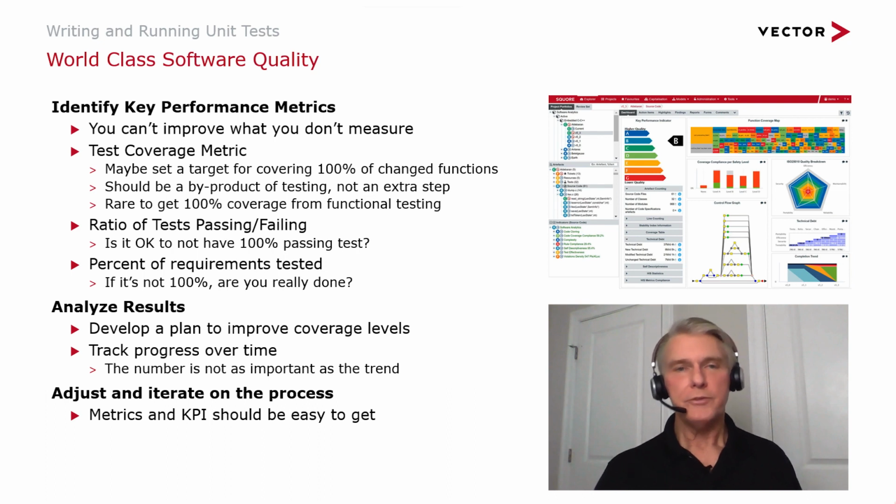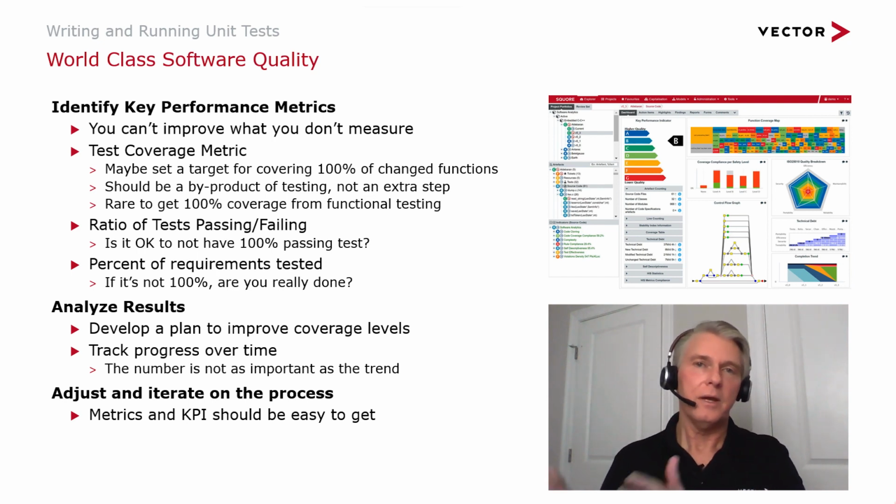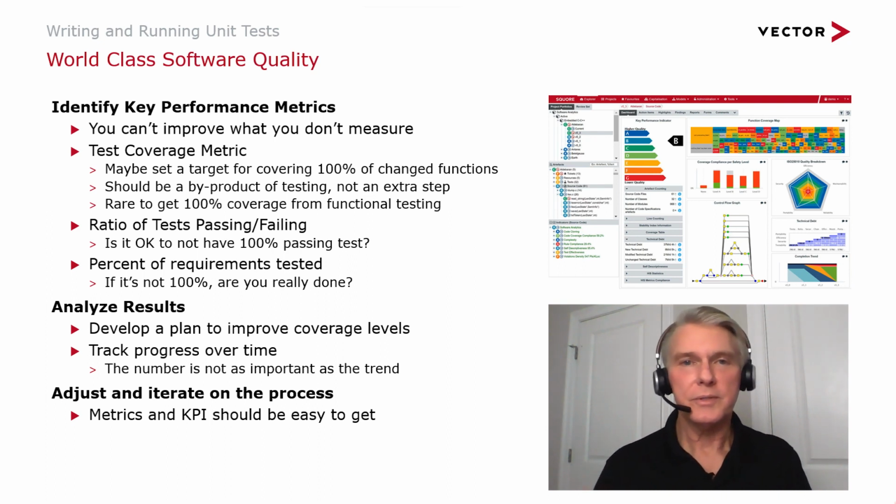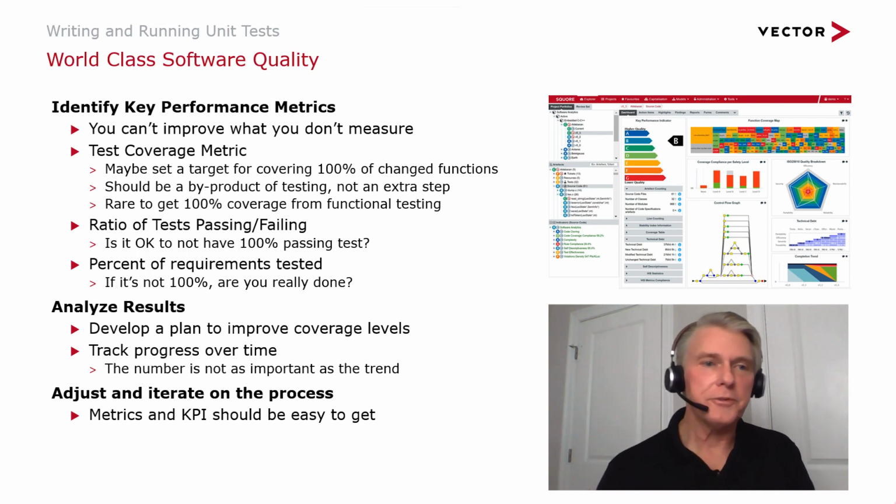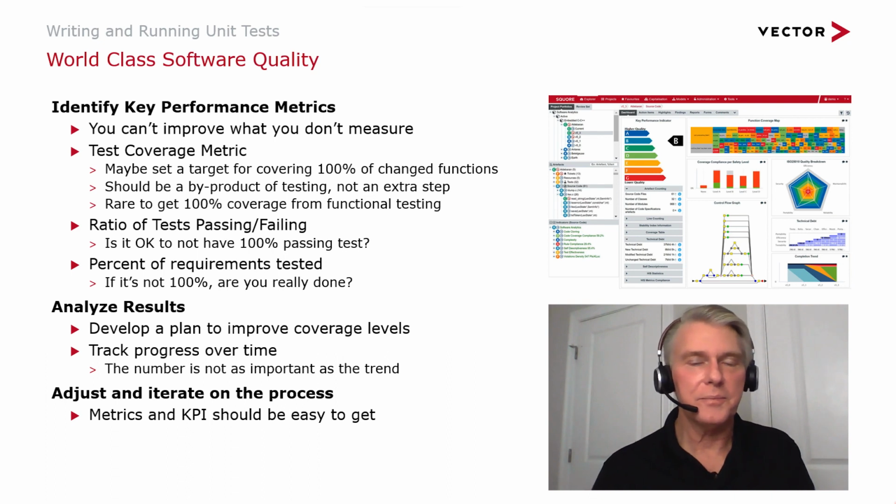If you don't measure something, you have no way to improve upon it because you have no basis of knowing where you began. So if you have a starting point and then you're measuring that key performance index over time, then you can get the trend. The numbers themselves aren't so important. It's the trend of the numbers that really gives you a lot of information. So I've got some test metrics down here of some things that you might want to consider for your key performance metrics. The first one being a test coverage metric.